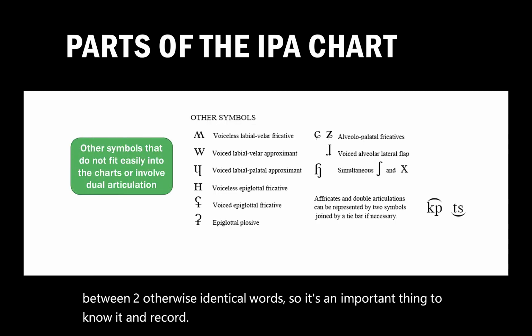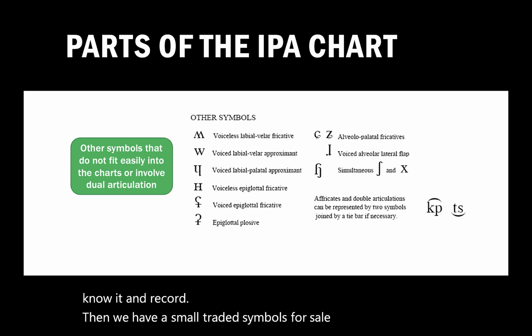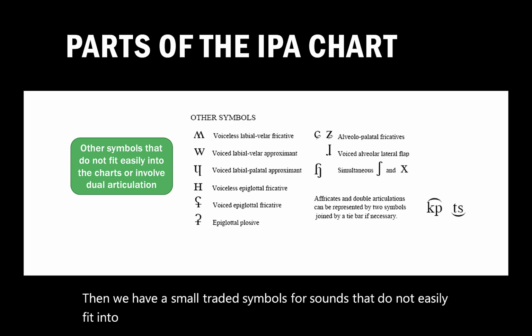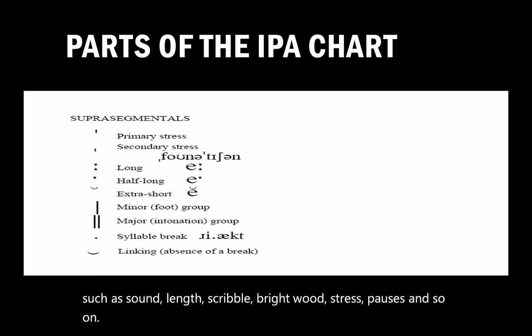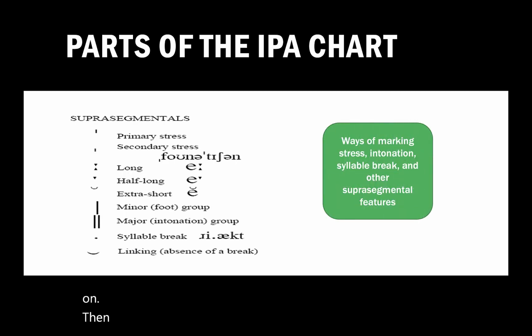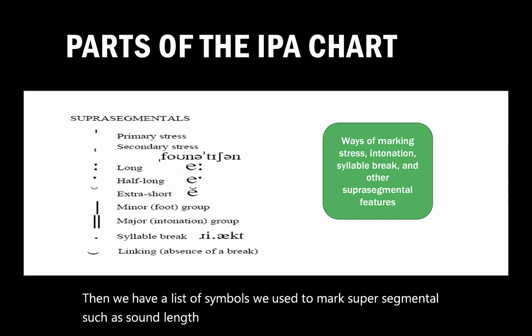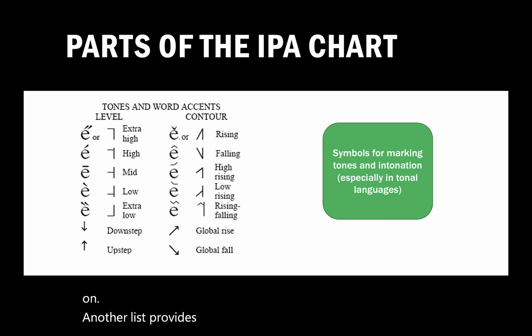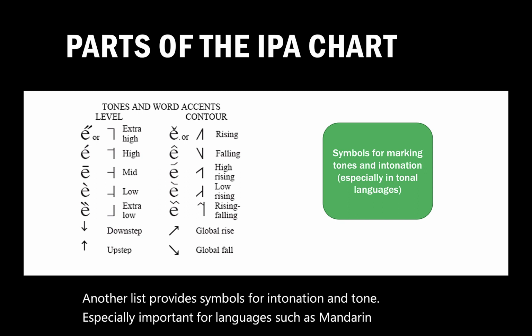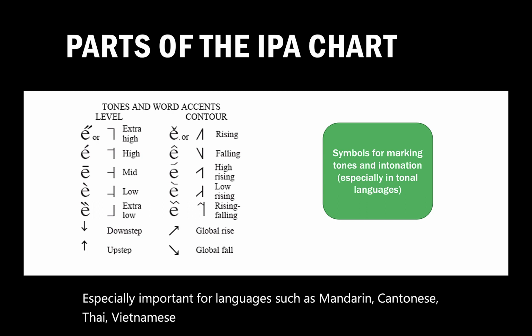Then we have a small chart of symbols for sounds that do not easily fit into the above categorization. Sometimes it is because they involve double articulations. Then we have a list of symbols we use to mark suprasegmentals, such as sound length, syllable breaks, word stress, pauses, and so on. Another list provides symbols for intonation and tones, especially important for languages such as Mandarin, Cantonese, Thai, Vietnamese, Yoruba, Navajo, and a dozen others.